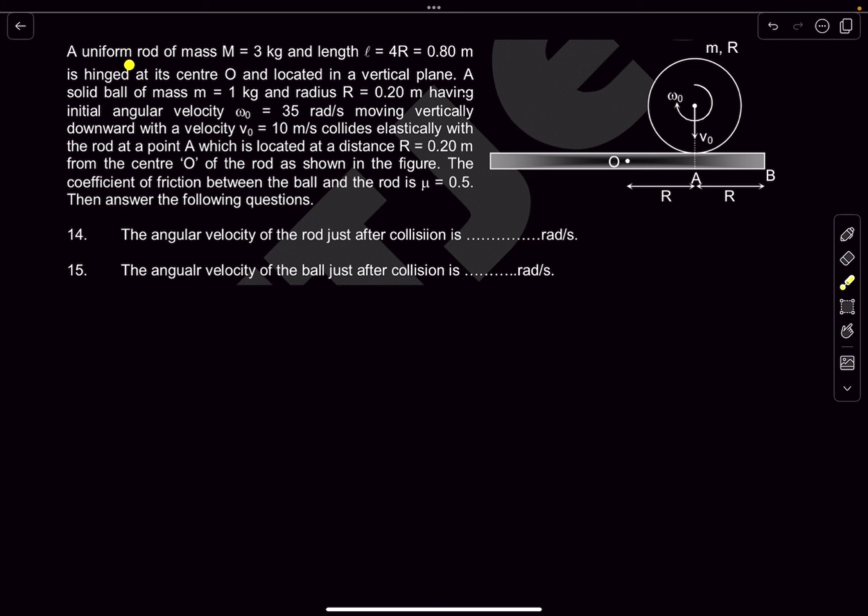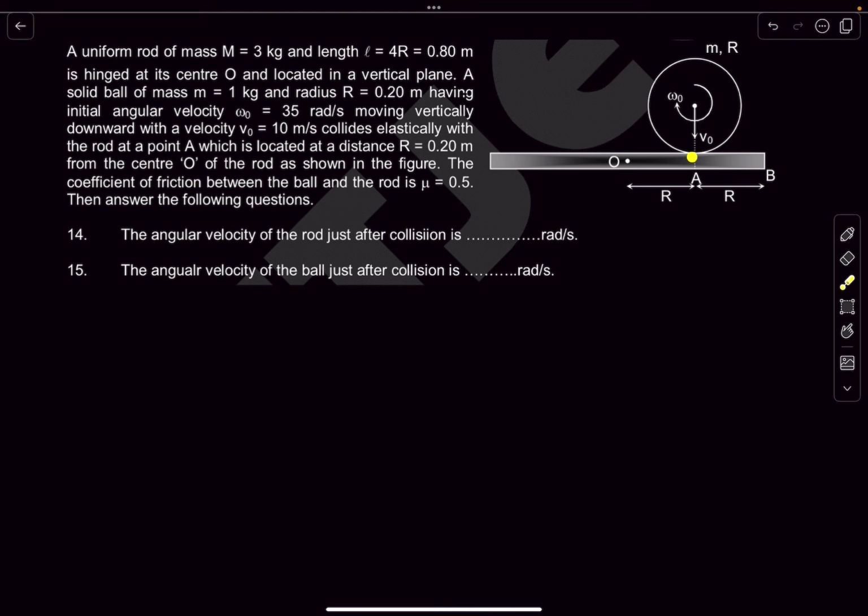In this question, we have a uniform rod of mass capital M and length L. It is hinged at the center O and it is located in a vertical plane. A solid ball of mass small m and radius capital R, having initial angular velocity of omega naught and moving vertically downward with a velocity of v naught, collides elastically with the rod at a point A, which is located at a distance of capital R from the center O of the rod.